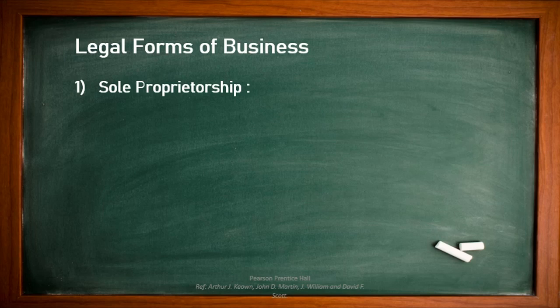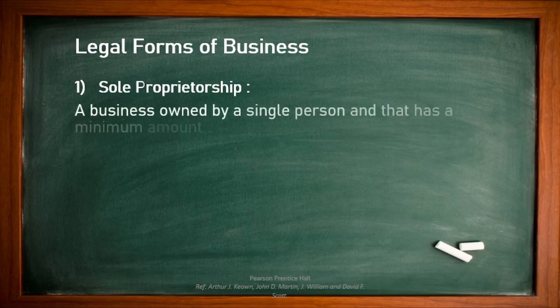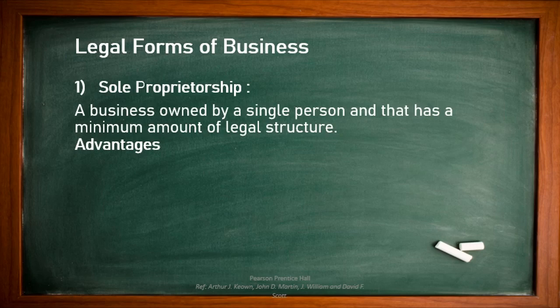Normally, you are very much aware in the market that there are small businesses and big businesses. Sole proprietorship is always a small business. Let me explain the definition first, then we'll come back to this. A business owned by a single person that has a minimum amount of legal structure. It means that with a small structure you can start your business, and that is known as a sole proprietorship business.